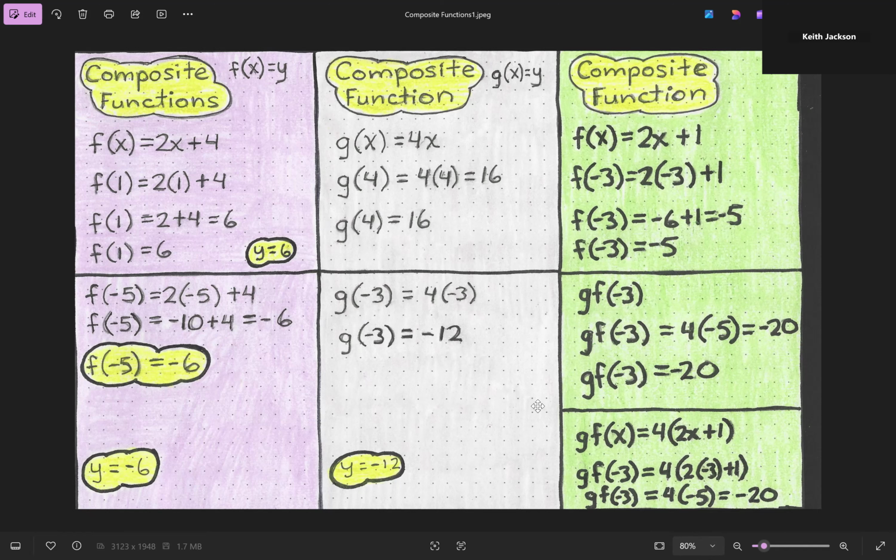Yeah, I've given a lot of information. I wouldn't blame you if you need to pause the video to take a look at things or replay this video as many times as you need to gain a deeper understanding of how composite functions work.